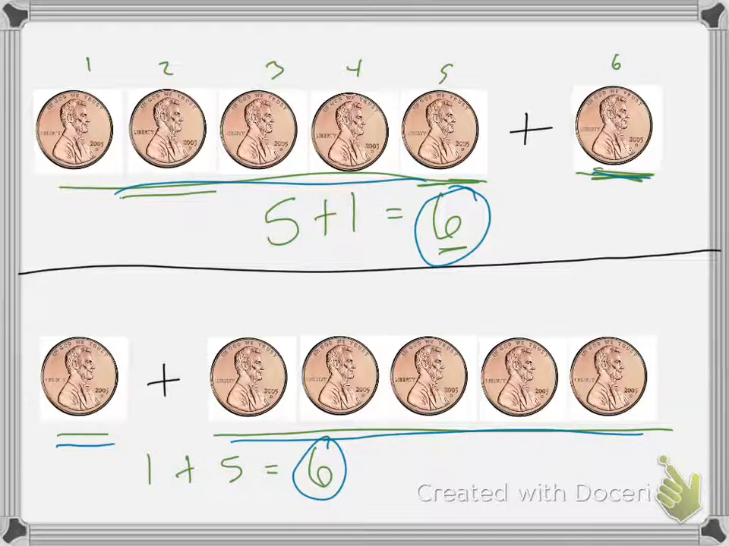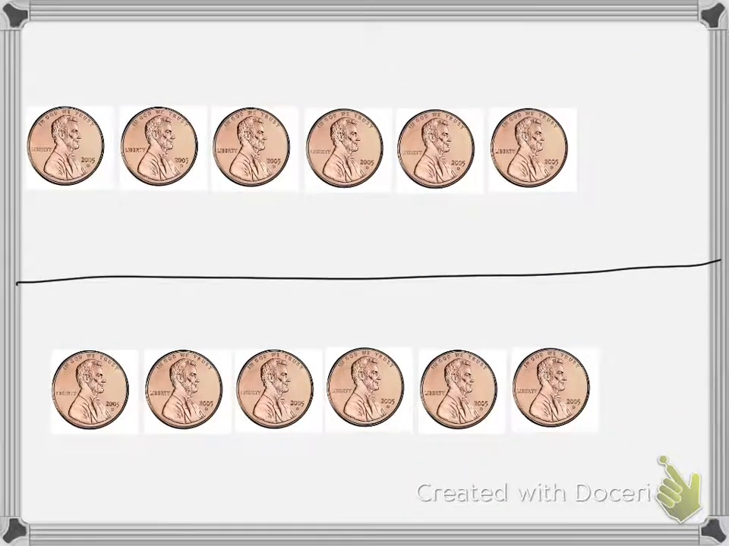But what if I took 1 penny away? So we have 6 pennies here, and I'm going to take 1 away. So what happened? Well, I would say that I started with 6 pennies, and then I took 1 away, so minus 1. And now, how many do I have? I have 1, 2, 3, 4, 5. So now I have 5 pennies left over.